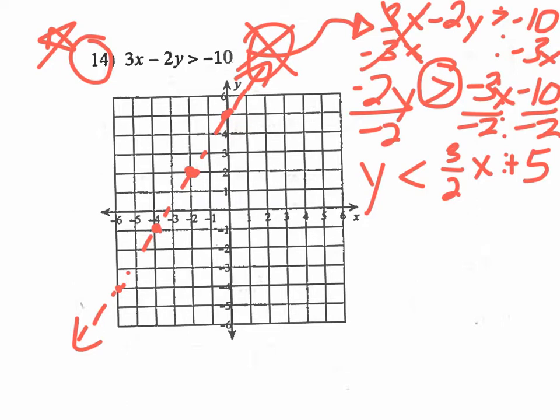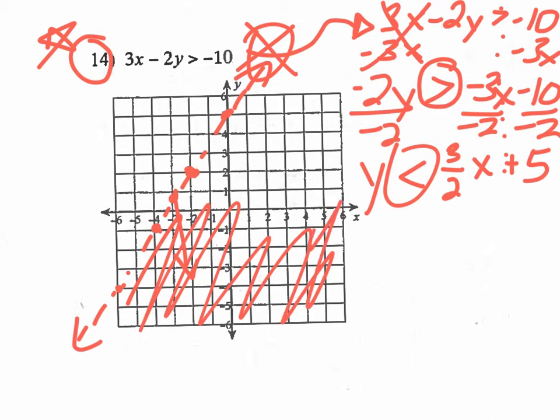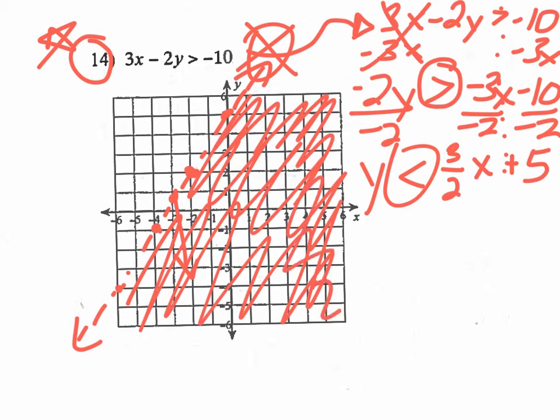And then I need to figure out where to shade. Well, it says y is less than. So I put my pencil somewhere on the line and go less than the line. It's going to be shaded over there. So I'm going to shade in this whole area. There we go. I finished 14.